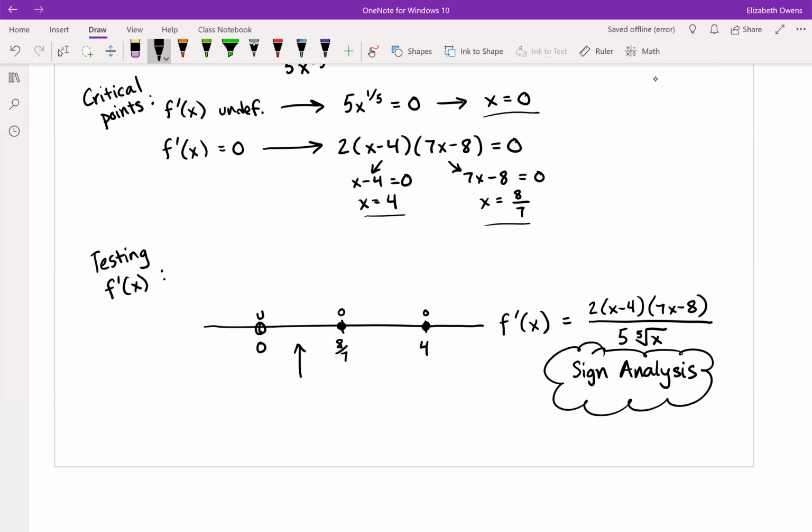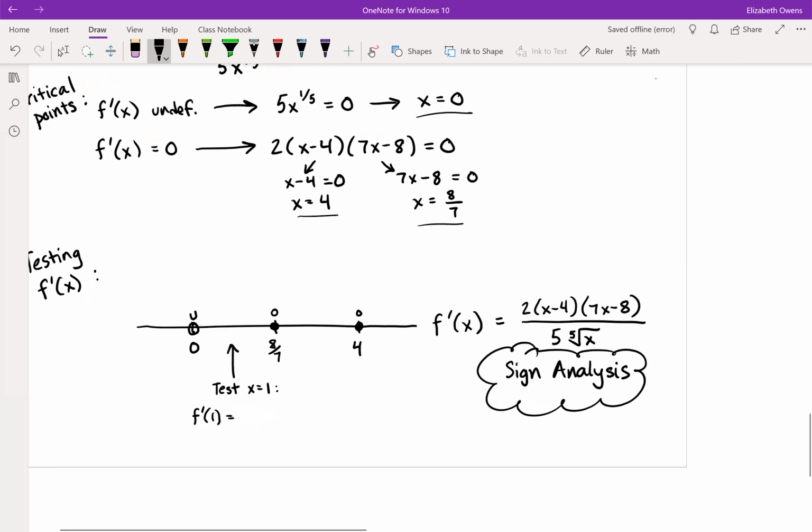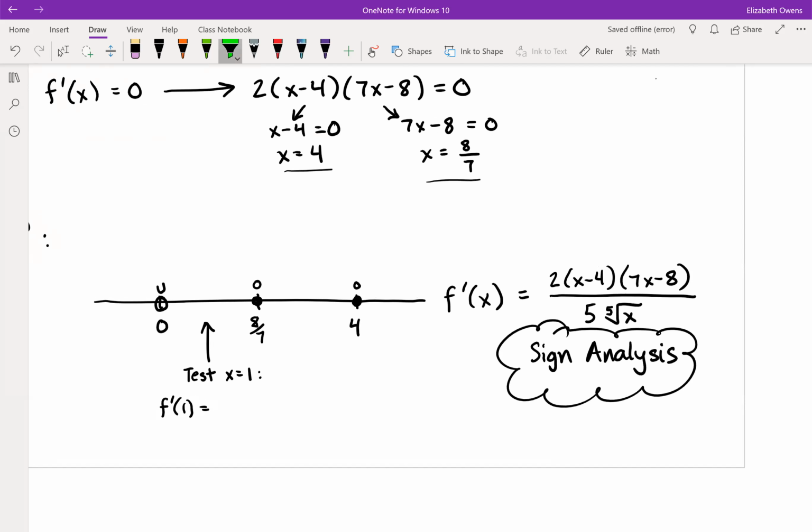Let's pick a test value in this interval from 0 to 8/7. I'm going to choose to test x equals 1. But you could pick anything you can think of in that interval. And instead of plugging in 1 itself into all these factors, I'm just going to say, okay, is it positive or is it negative? And looking in the numerator, the first factor that we have is a 2, and that's a positive 2. So the first thing on top is positive. Now our second factor up in the numerator, x minus 4, if x equals 1, okay, 1 minus 4, that would be negative 3. But instead of putting negative 3, I'm just going to make a note that that factor is negative.